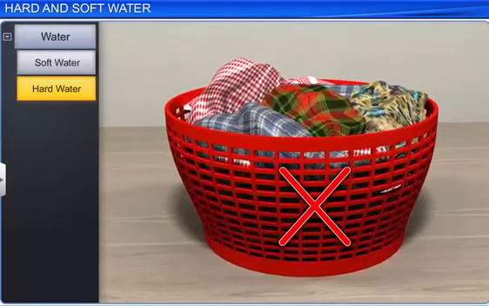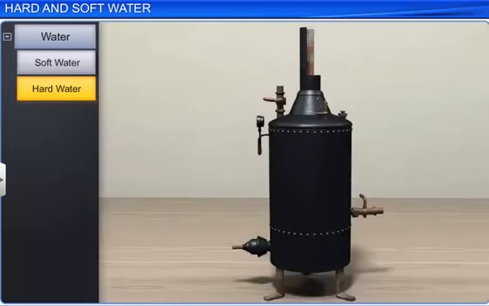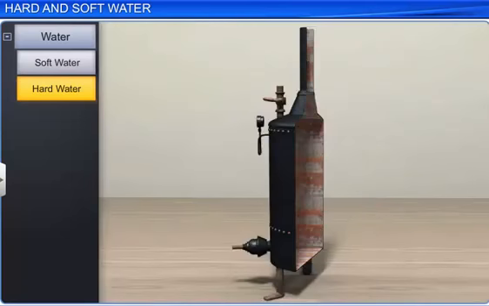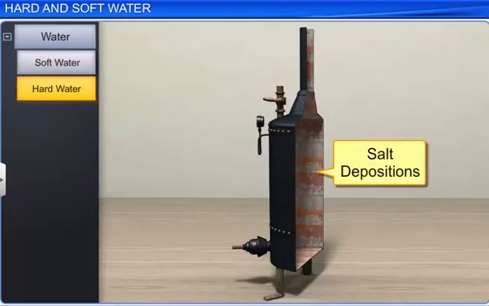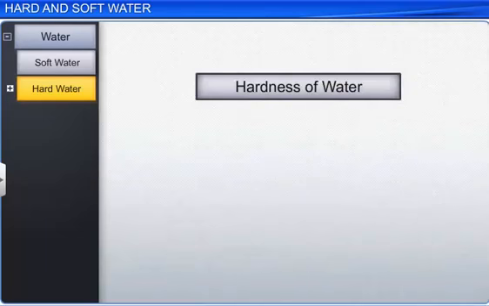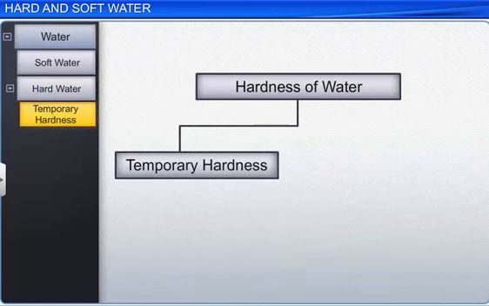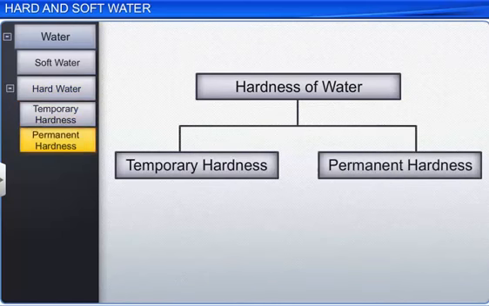Hard water is also harmful for the boilers because of the deposition of salts in the form of scales, which reduces the working efficiency of the boilers. Hardness of water can be classified as temporary hardness and permanent hardness. Temporary hardness of water is due to the presence of soluble calcium and magnesium hydrogen carbonates, respectively.